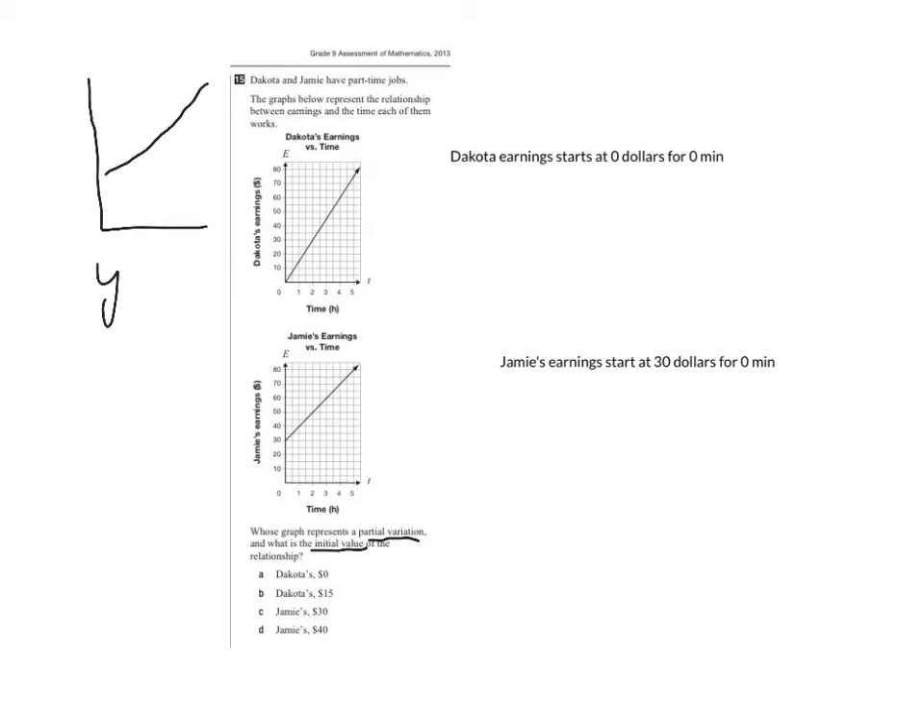So partial variation, I want to know which one represents partial variation and what is the initial value of the relationship. So those are the two things I'm looking for. Partial variation means it does not start at 0. If I had an equation, b does not equal 0. Okay, b is the initial value.